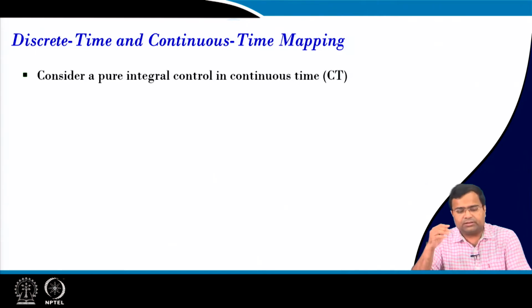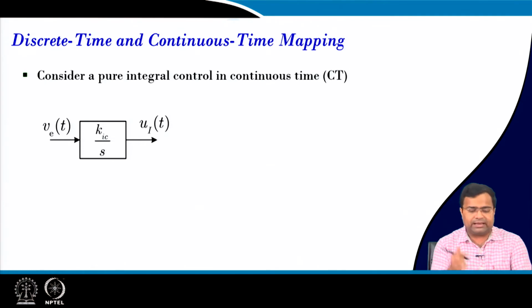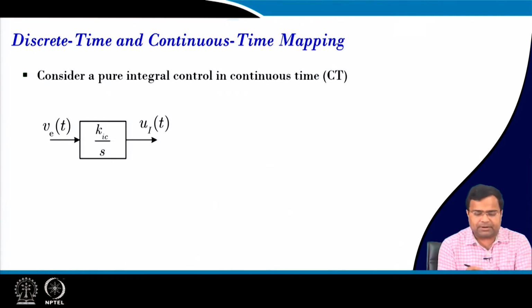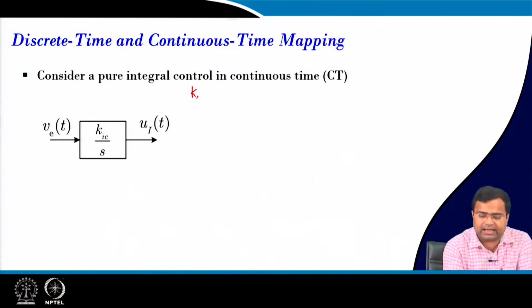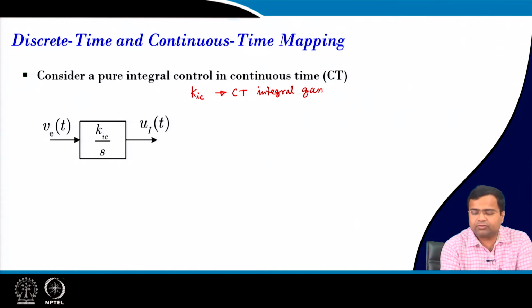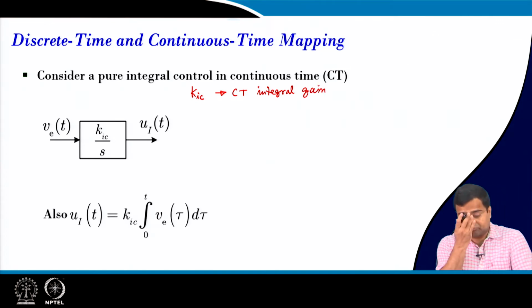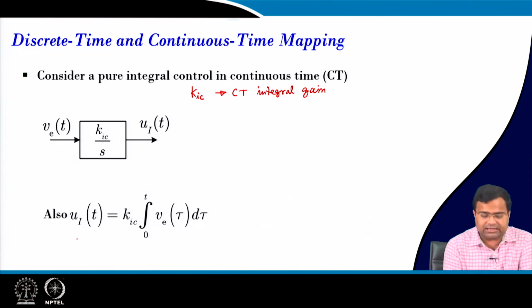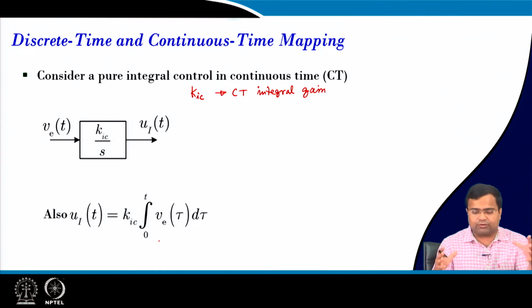So, we will start with a pure integral control in continuous time, and we are taking an error voltage v_e(t) and it is passed through an integral controller with an analog integral gain, that means K_IC, which is our continuous time integral gain, consisting of a pure integrator. And we can write the time domain expression u_i(t) = K_IC times the integral from 0 to t of v_e(t). So, we are trying to integrate over time from 0 to the current time.